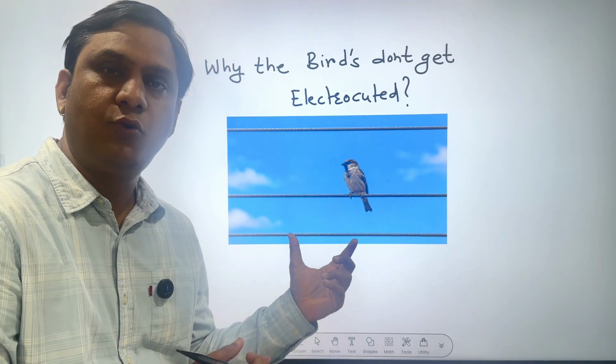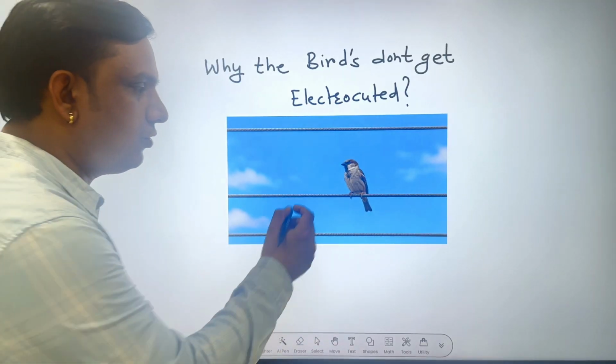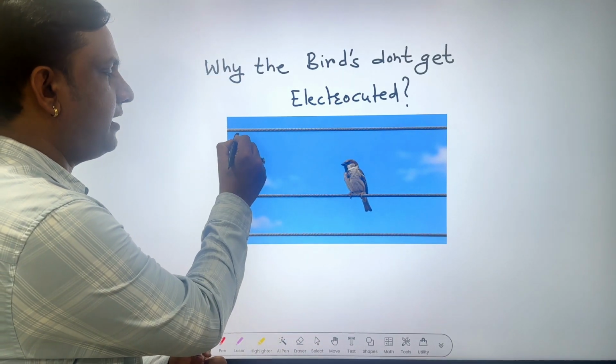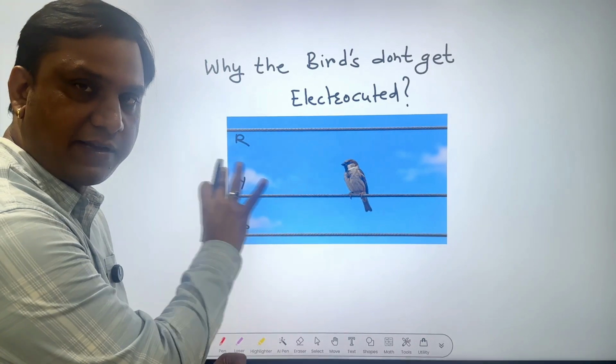Why the bird doesn't get electrocuted. We are trying to find out the answer. So we have considered, say, these are the three phases, say R, Y, and B. This is a three-phase line.